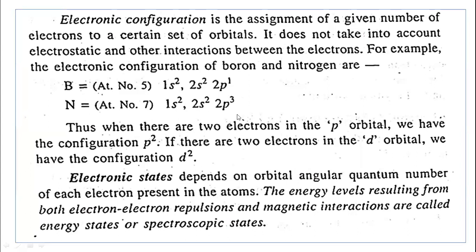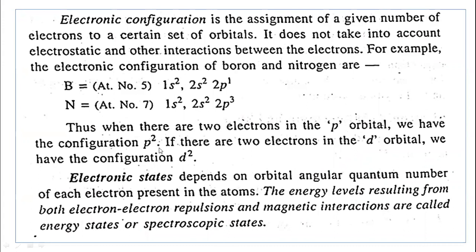You can see here the electronic configuration of nitrogen is also there. When there are 2 electrons in the p orbital, we have the configuration p2. For example, carbon has the electronic configuration 1s2, 2s2, 2p2. Or when there are 2 electrons in the d orbital, we have the electronic configuration d2. So the electronic configuration does not take into account electrostatic and other interactions between the electrons. So that is not sufficient here.